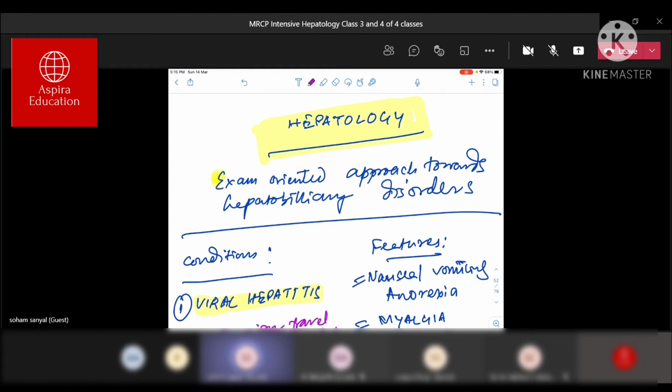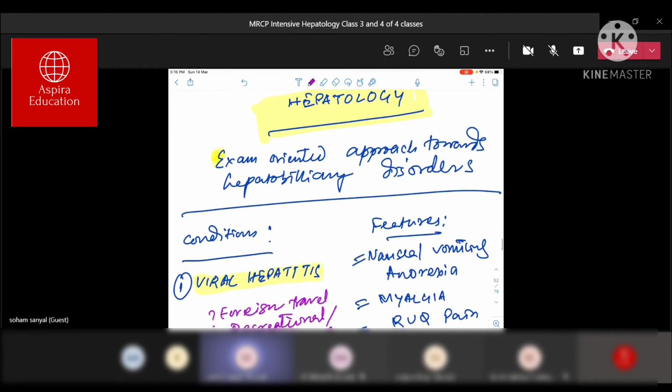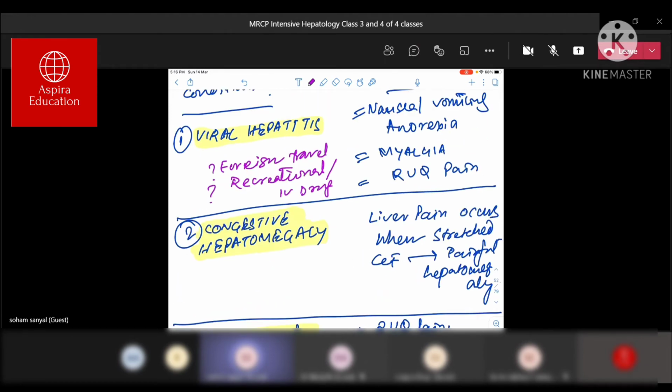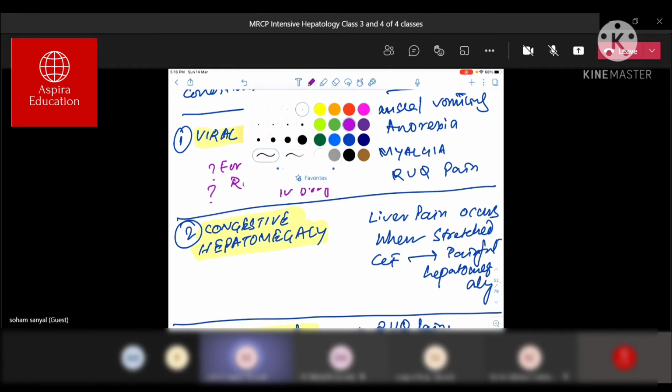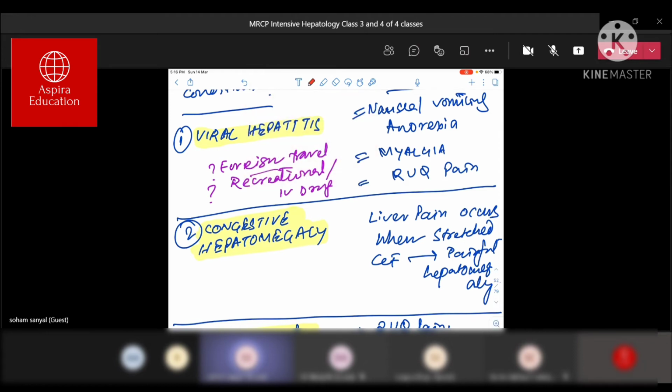So this one you just remember, occasionally common sense pays a lot. So, hepatology, exam oriented. The first is viral hepatitis. Normally in the questions on viral hepatitis, they will inform us about foreign travel and recreational IV drug use or recreational drug use. These terms might be there, and we have to search for them.